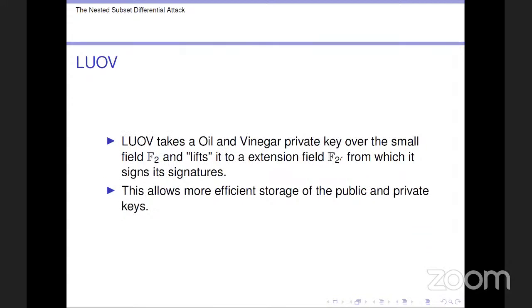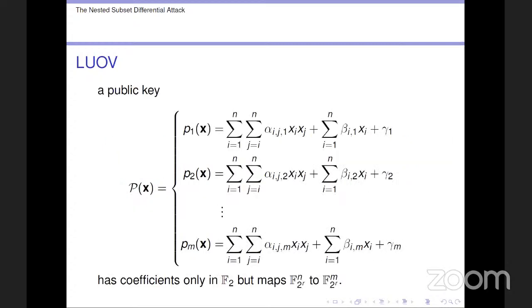Now, LUOV takes an oil and vinegar private key over a small field F2, the finite field of size 2, and lifts it to an extension field F2^R, from which it signs its signatures. This allows more efficient storage of the public and private keys. That means the public key P of X has coefficients only in F2, so alpha, beta, gamma are in F2, but it will be a map from F2^R to the N to F2^R to the M.